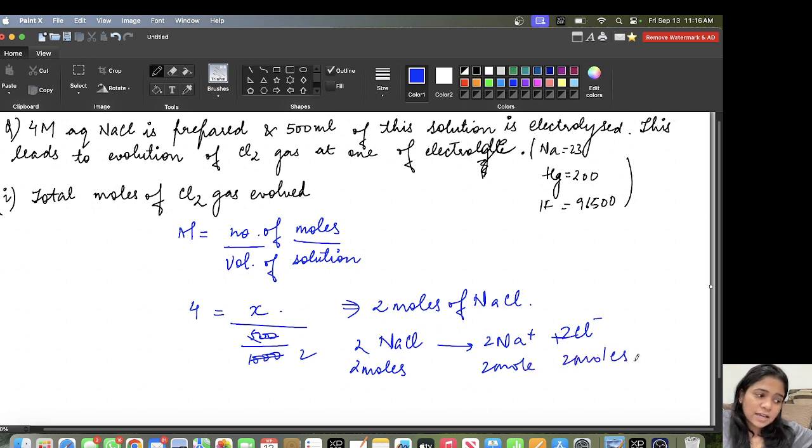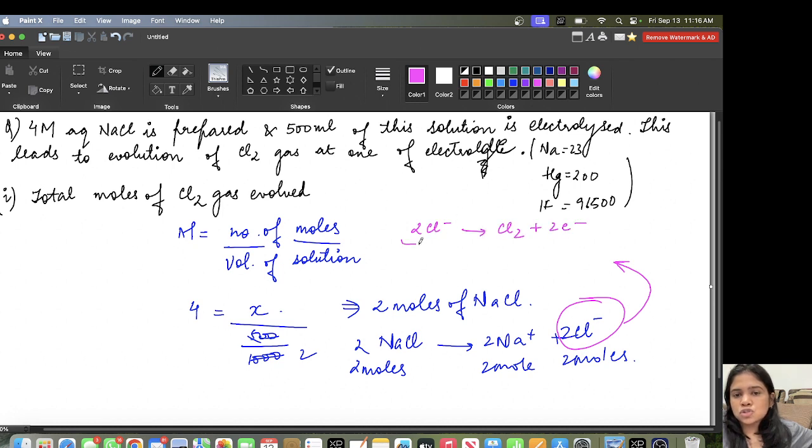But what are they asking us? How much Cl2 is liberated? How will we calculate Cl2? Take this Cl minus, write the reaction. 2 Cl minus gives you Cl2 plus 2 electrons. So your 2 moles is giving you 1 mole, right? So the answer will be 1 mole.